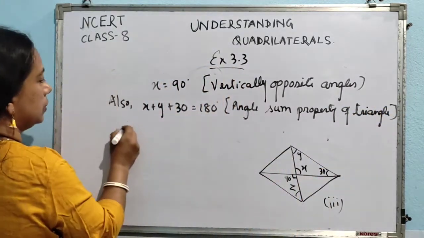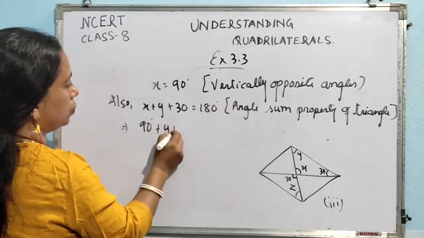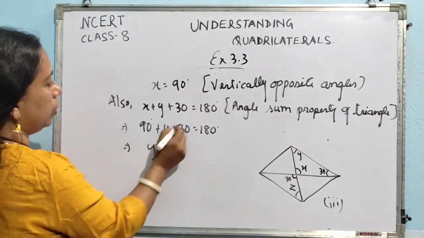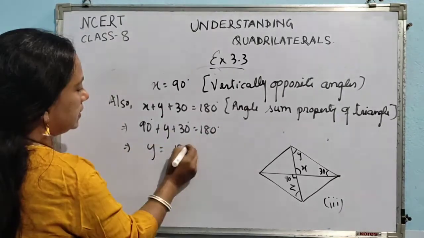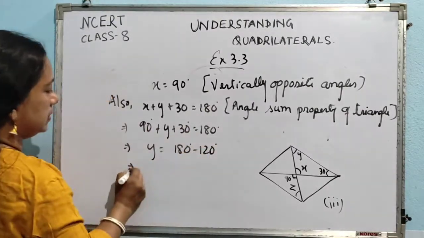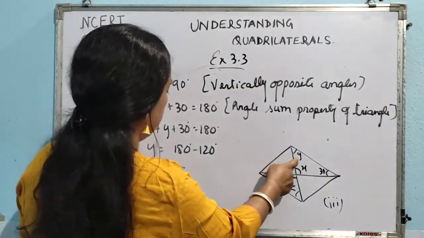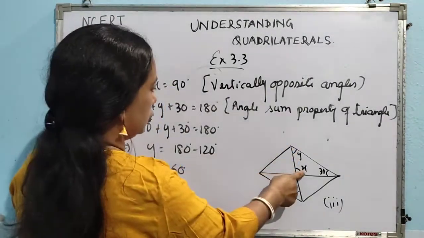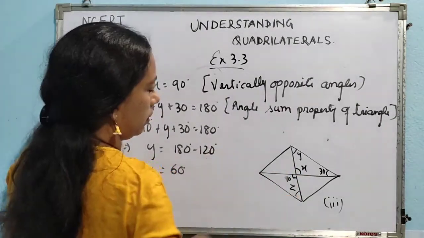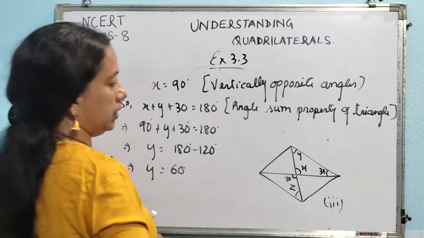Got it. So we know the value of x to be 90 degree, y we don't know, equal to 180 degree. So we will be getting the value of y as 180 minus 90 plus 30, 120, that is y is equal to 60 degree. So we got the value of y to be 60 degree, this to be 90 degree, and what about z now? Okay, what about z?